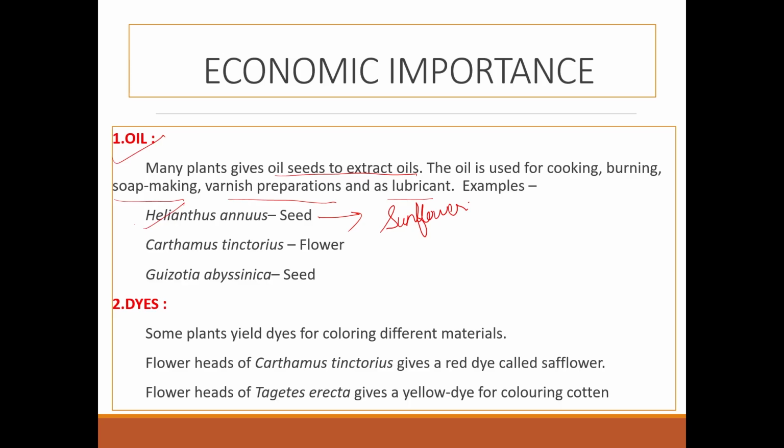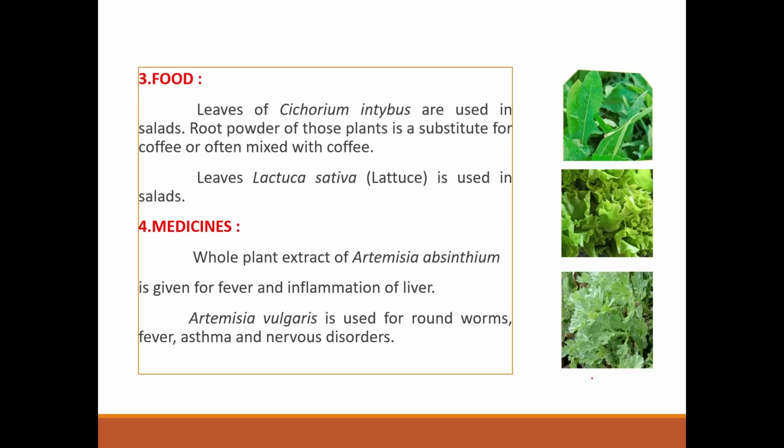Then Carthamus tinctorius, whose flower yields oil. Then Guizotia abyssinica, whose seeds also yield oil. Then many plants of this family also yield dye. Like Carthamus tinctorius gives a red dye, that is the safflower. Then Tagetes gives a yellow dye for coloring cotton.